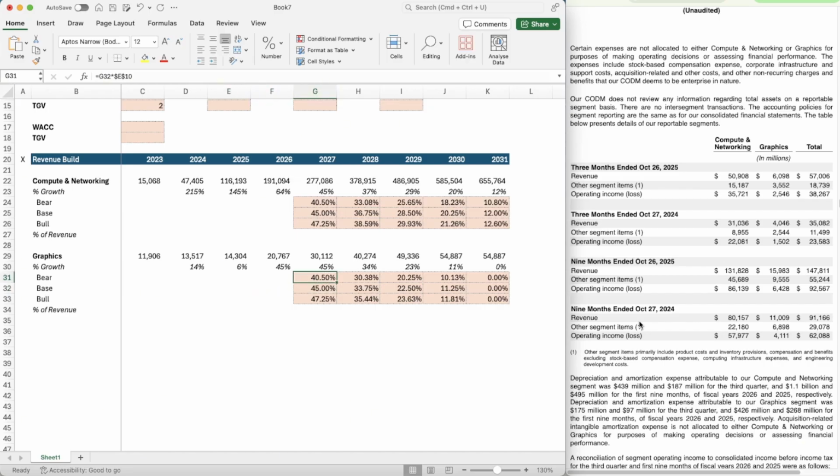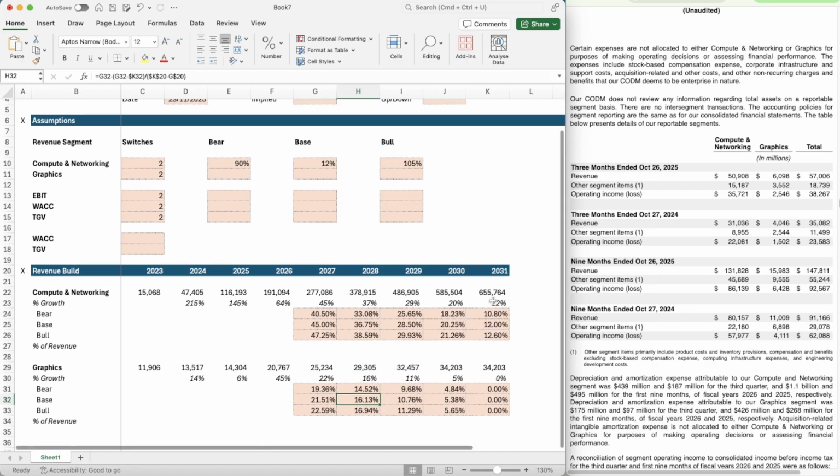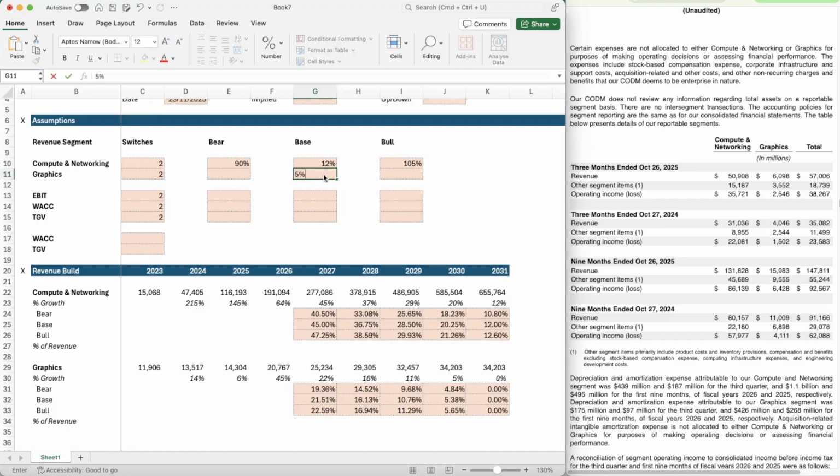Okay, so this one isn't, I mean obviously the graphics is nowhere near as fast growing as the computer networking, which is the data centers. But this year it's probably only going to be about a 5% revenue growth. So let's put that in.